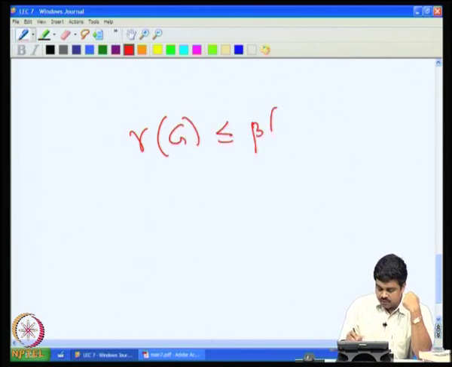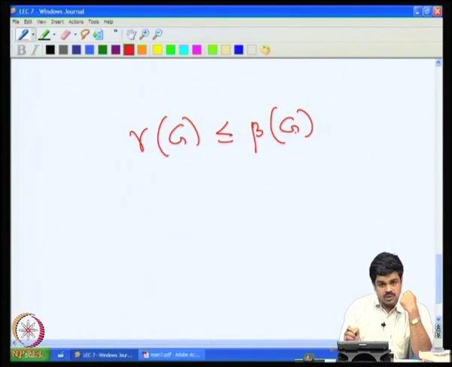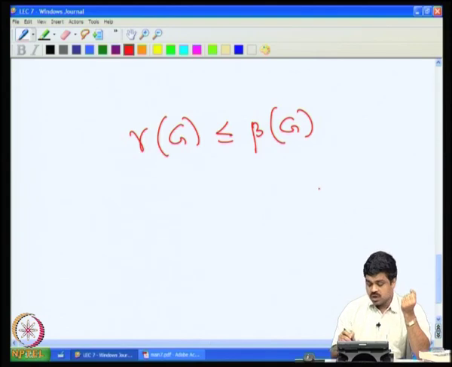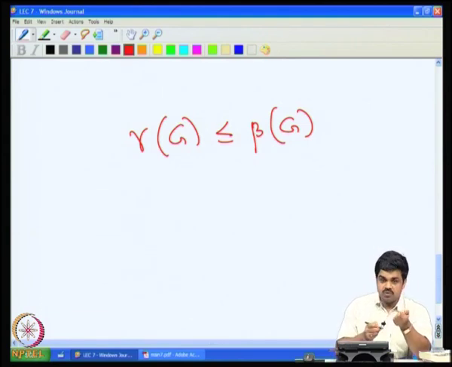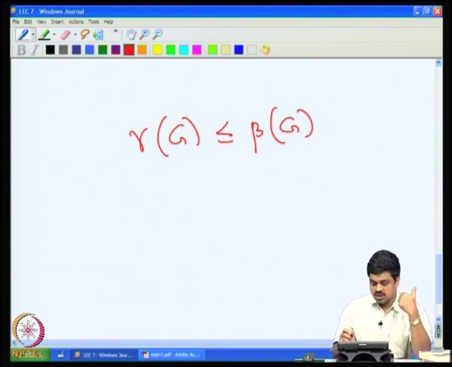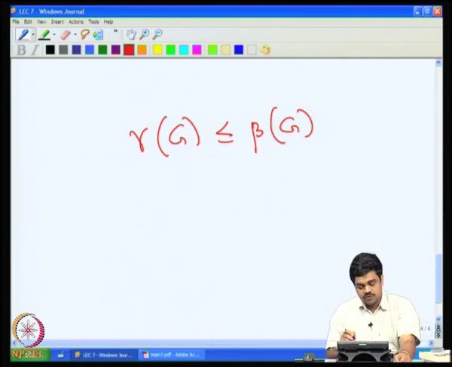Why? Because if you take a vertex cover, that is indeed a dominating set also. It covers all the edges, and since every vertex has at least one edge incident on it, because we are assuming that there is no isolated vertex, either it is inside the vertex cover, so it is dominated already, or it is outside and the other endpoint of its edge is in the vertex cover. Therefore, the vertex cover dominates all the vertices. So vertex cover is indeed a dominating set, provided there are no isolated vertices.